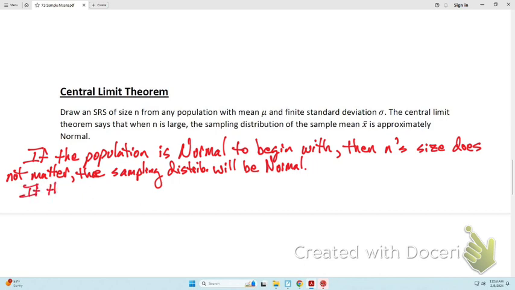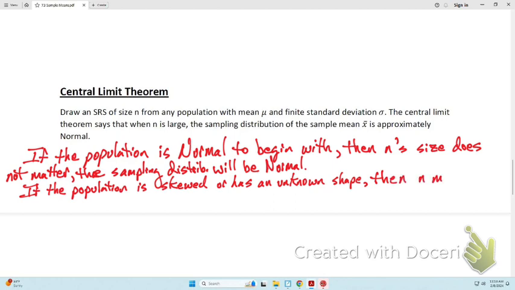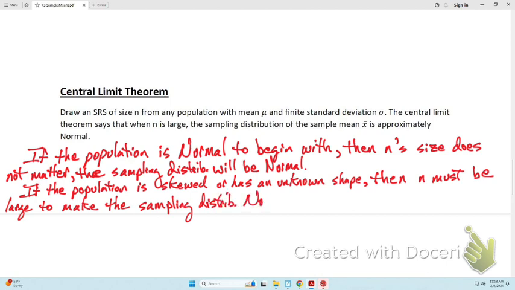If the population is skewed or has an unknown shape, then n must be large to make the sampling distribution normal. The second sentence is pretty much typed right above it. The second sentence is the central limit theorem.